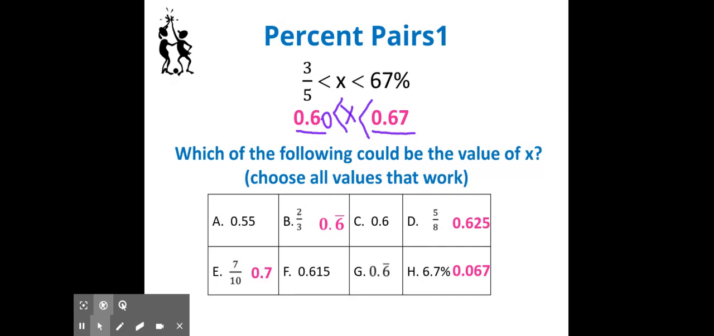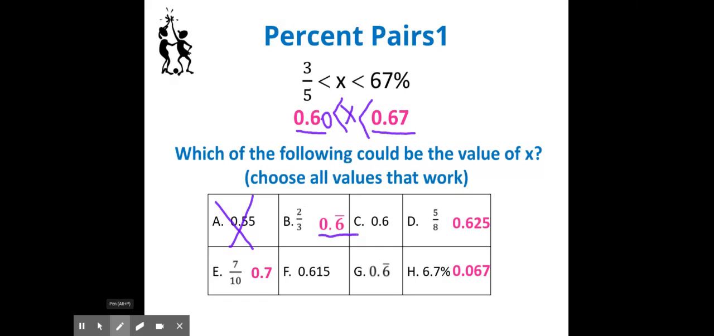Okay, start with letter A. 55 hundredths. Does it fit in that range? No. A does not fit in that range. B, 6/10 repeating. Well, that goes to the tenths. Our values are in the hundredths. So again, use that same strategy. Make this value go to the hundredths. Should you use a 0 placeholder?